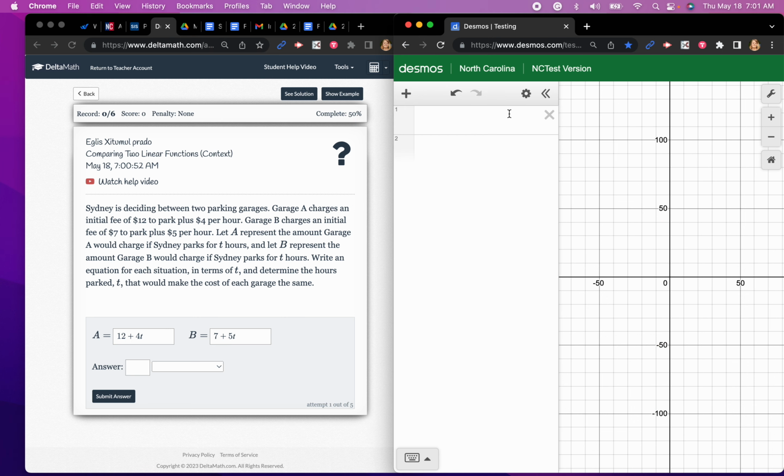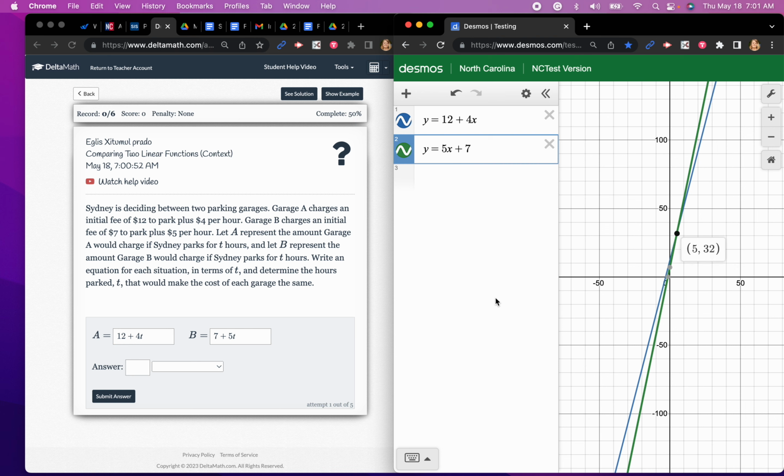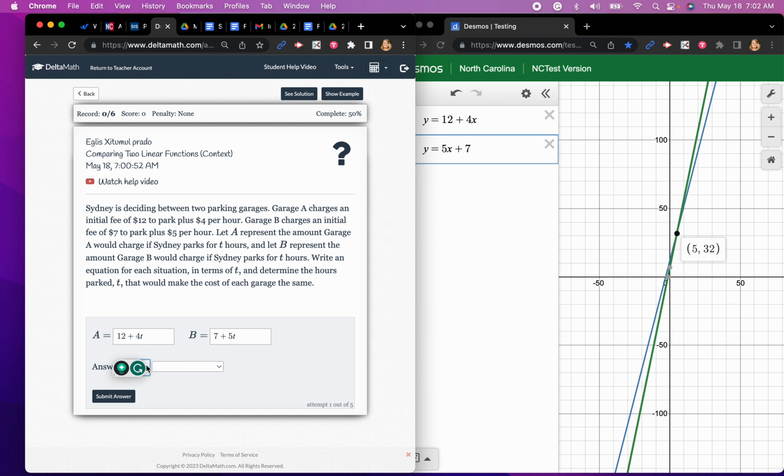So I'm going to go over here again to Desmos and type in y equals 12 plus 4x, which again could be 4x plus 12, and y equals 5x plus 7. Look for where they intersect, and that means after 5 hours, the cost would be the same at $32. So it says here, write an equation to determine the hours. Hours is our t, or in this case, in Desmos, our x value. So at 5 hours, the cost would be the same.